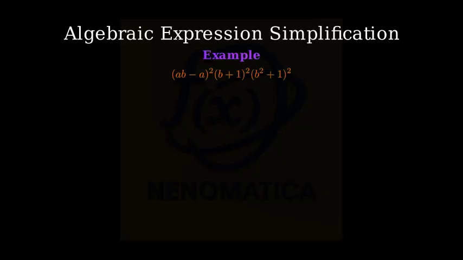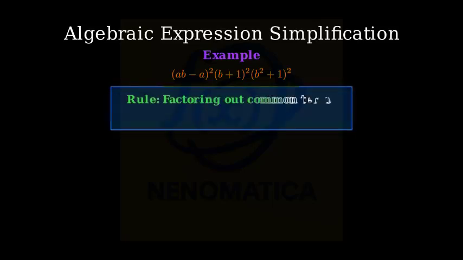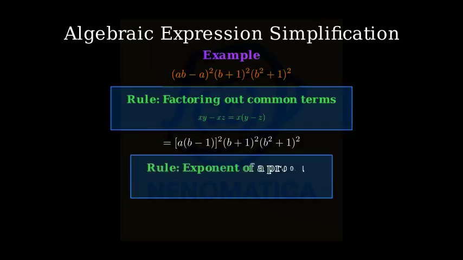In our first step, we'll factor out the common term from the first bracket. We can rewrite ab minus a as a times (b minus 1). Now, let's simplify further by distributing the exponent. We know that when we have a product raised to a power, it's the same as raising each part to that power. So a to the power of 2 times (b minus 1) to the power of 2.